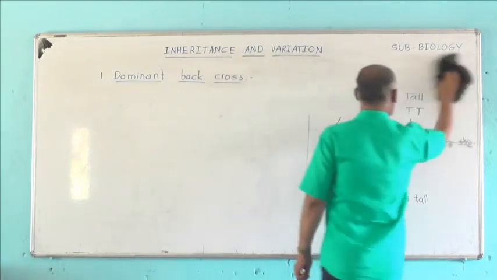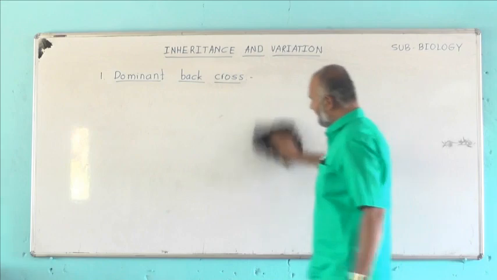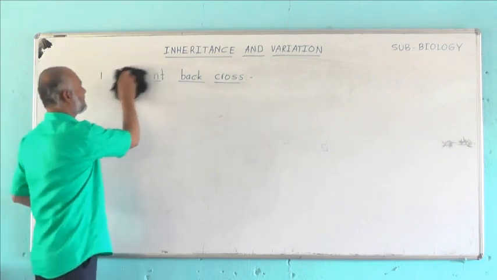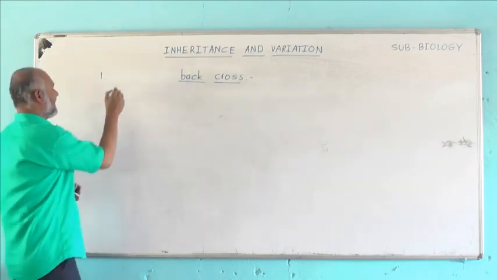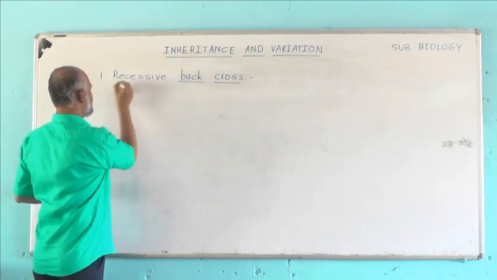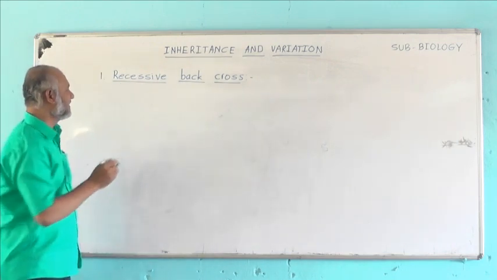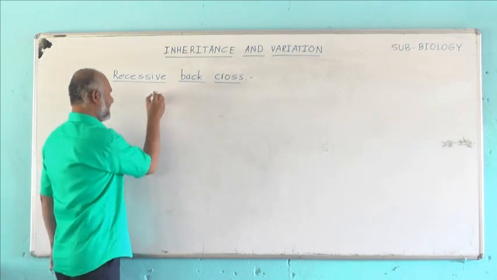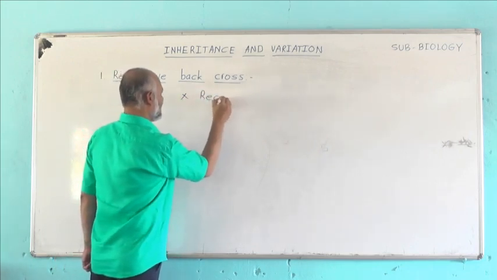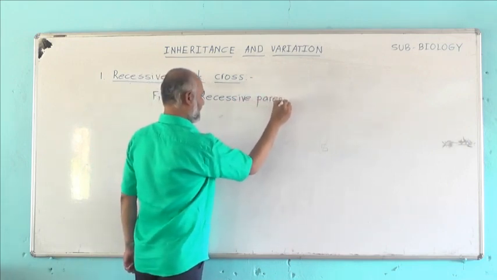Now the second back cross is more important because it has very important significance in plant breeding. So the second one is the recessive back cross. Now what is a recessive back cross? It is a back cross where the F1 individual is crossed with its recessive parent. Okay.